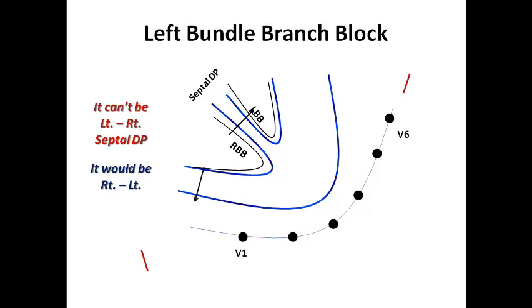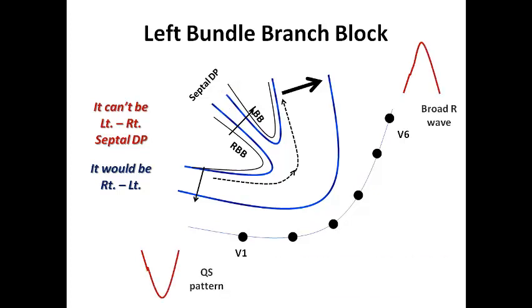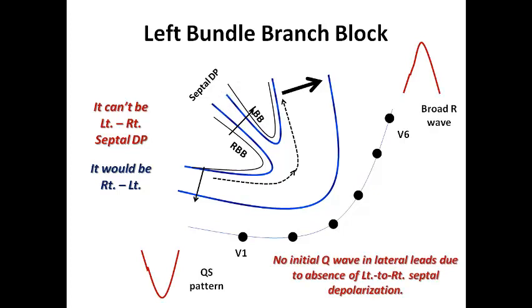Then the right ventricular depolarization goes in its normal direction, no problem with this, but the left ventricle would be slowly depolarized through conduction from the right ventricle to the left ventricle, through the ventricular myocytes, not through the His-Purkinje system. So the negative deflection is completed in V1 and the positive deflection is completed in V6, giving rise to a QS pattern in V1 and a broad R wave in V6.